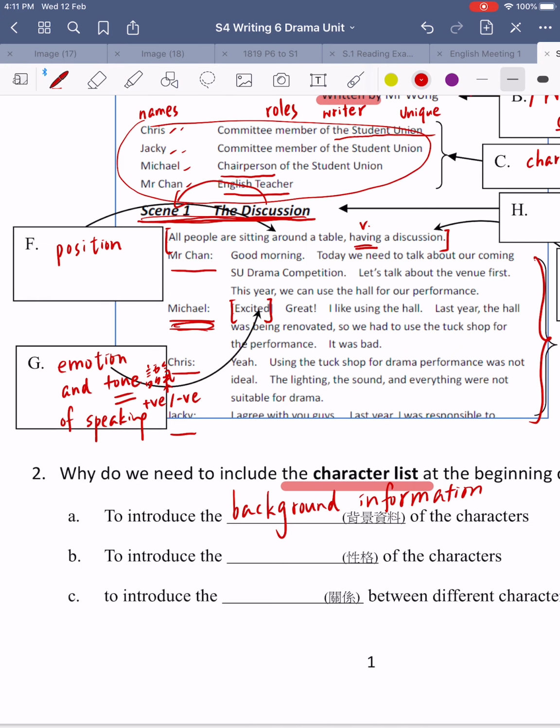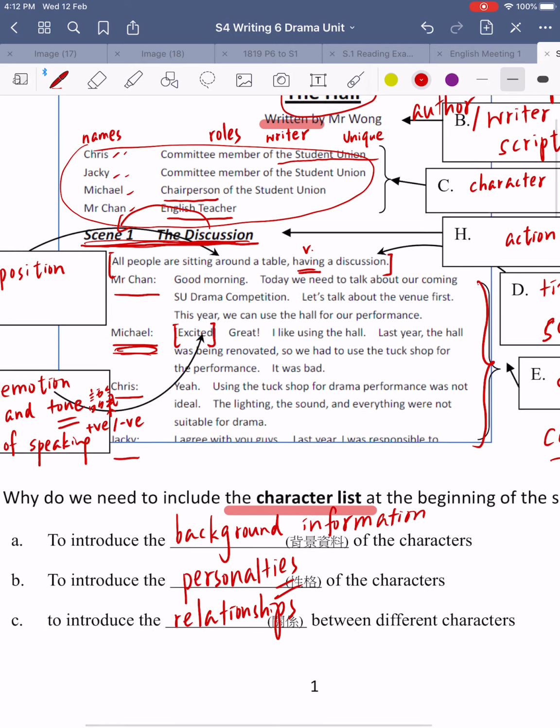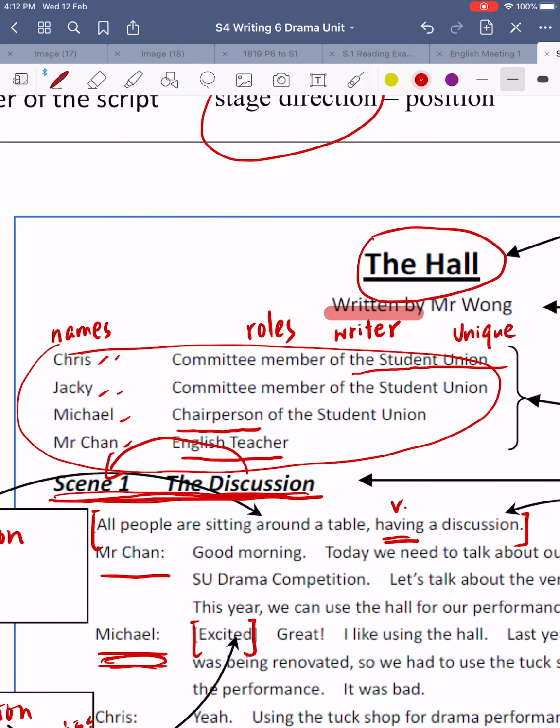Okay, then we go to B. We also need to talk about the personalities. The personalities of the characters. Okay, you can see I pluralize personality, change it from personality to personalities, because different characters, they have different natures and different personalities. Then the last one is to introduce the relationships between different characters. That's why we need to include the character list in our drama structure.